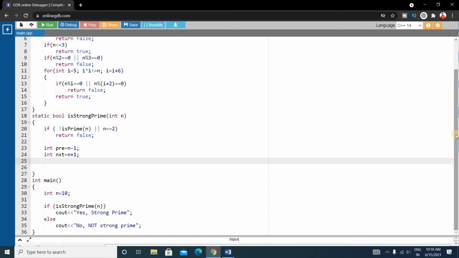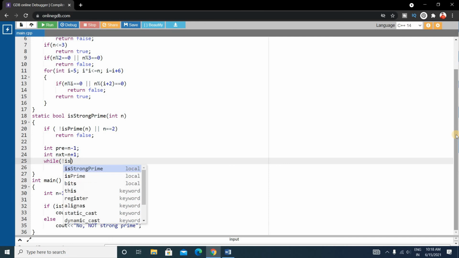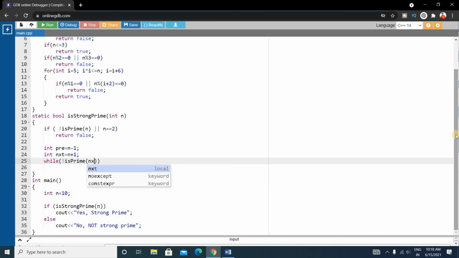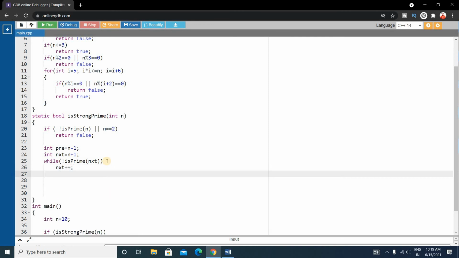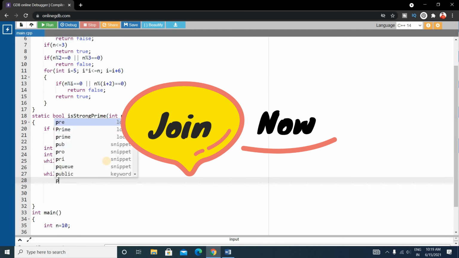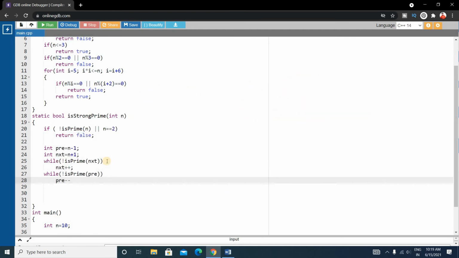If it is not, then we'll decrease it. So write a while loop here, and inside this while loop we'll check is prime for the next number. Here our n is 10, so the next number is 11. If 11 is not a prime, then we'll increase the next number, that is next plus plus. Similarly we'll check for the previous number also: while not is prime previous, when the previous number is not prime, we'll decrease the previous number to find which number is prime.